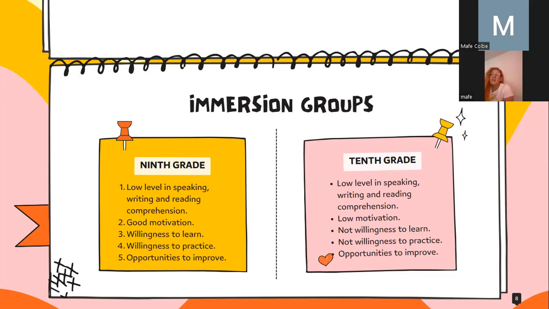Ninth grade had a good motivation, willingness to learn, willingness to practice, and opportunities to improve. But 10th grade was different. They had a low motivation, no willingness to learn, and no willingness to practice. And opportunities to improve. Yes, they had many opportunities to improve, but it was really heavy to motivate them.